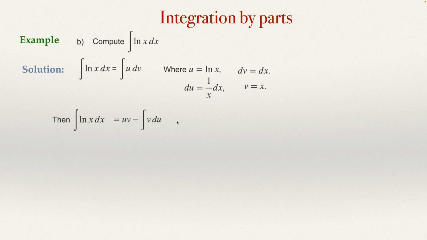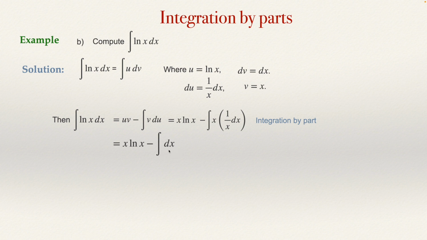So we have here then that this will be uv, so we multiply x and natural logarithm of x, minus the integral of v du, so x multiplied by 1 over x dx. This is what we call integration by parts. And obviously this x multiplied by 1 over x, we cancel the x and we have just the differential of x here. So we have that this is x natural logarithm of x minus the integral of the differential of x. And this new integral is very easy to compute.